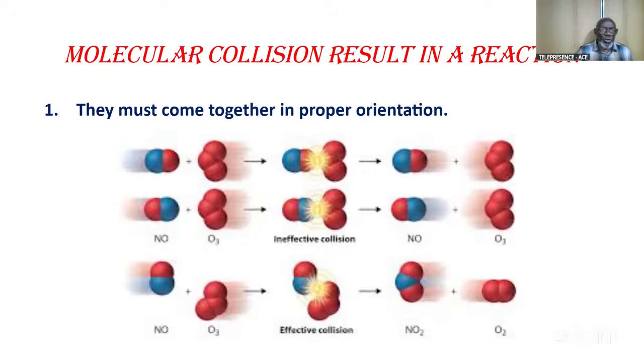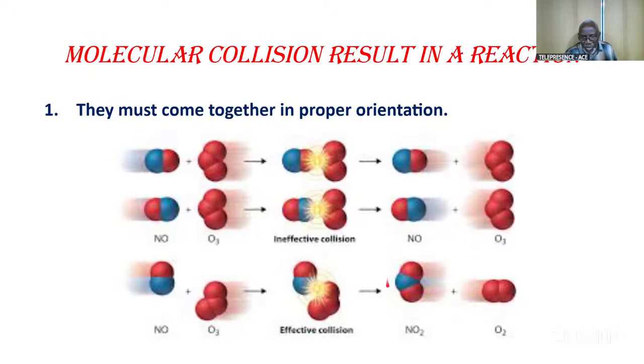So on the overall, what we are saying is that not every collision will lead to a reaction. And from your normal experience, not every person you meet will be your friend. Some of them you even hate more. You go your own way. Everybody goes his own way. It means your relationship is ineffective. That is an ineffective collision. But when you do this, it will be effective.